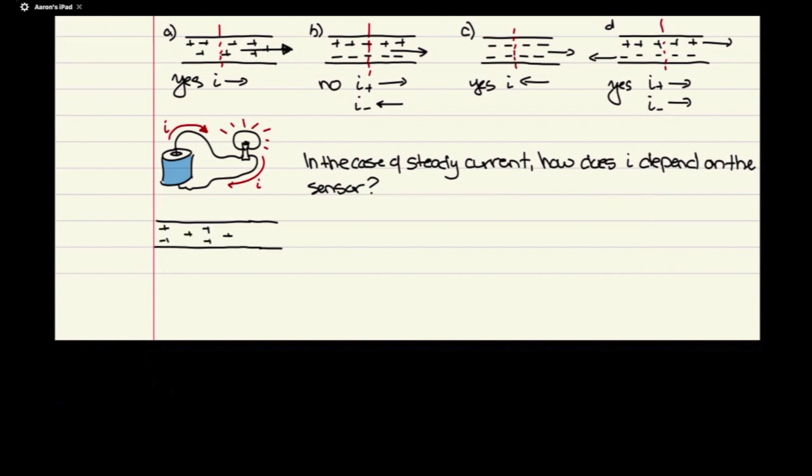suppose I have some wire that has some charge carrier. I'll draw as positive charges. They're all moving to the right. And I have sensor 1 over here. I have sensor 2 over here. And I have sensor 3 over here. Sensor 3 is at an angle. And this arrow represents the direction that the charges are moving in.